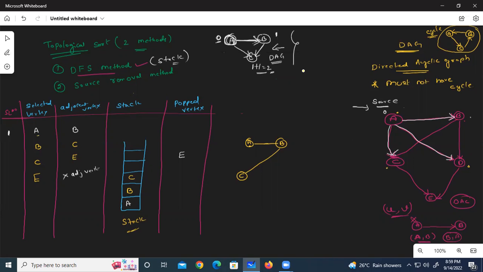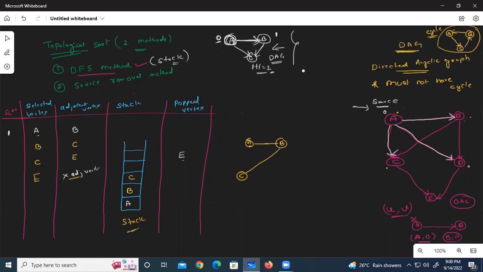Okay. That's why I did this: there is no adjacent vertex, so I popped that vertex, the E we had here. I popped it and pushed it into the popped vertex list. Again, what did I do? So this A is available in the popped vertex list. That's it. Over. Yes or not? Now you people tell me. That's it. Over or not? Okay, fine. That is over.